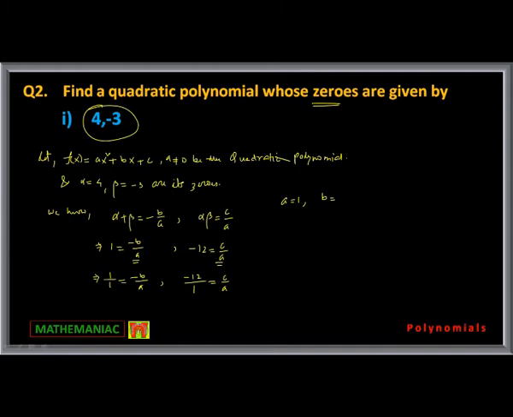Now you see, minus B equal to 1. Can you compare these two? So what will B equal? Minus 1. What is C equal to? Minus 12. So what will be your quadratic polynomial?